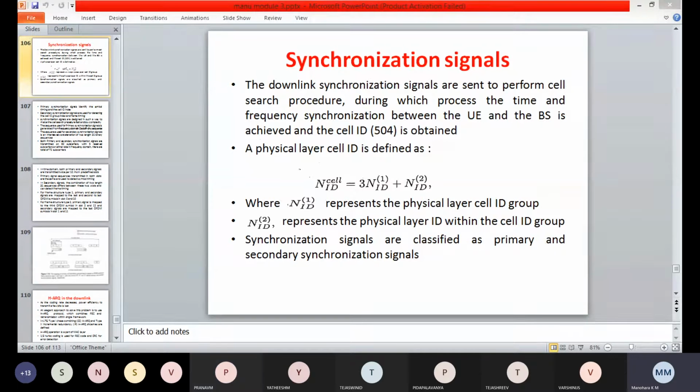So today we'll study the synchronization signals. So we are at the end of the third module. Only two concepts left out. So one is the synchronization signals and HARQ in the downlink. So by today's class we'll finish off the third module.